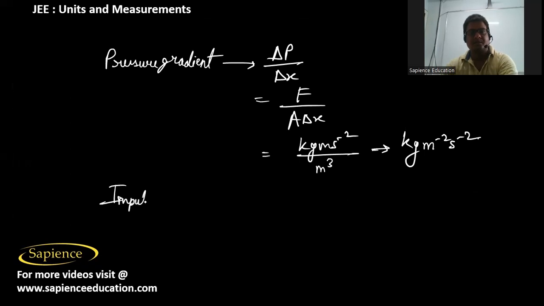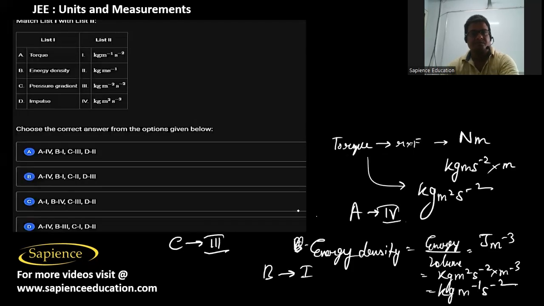Then impulse. Impulse is change in momentum. Change in momentum is called as impulse. It is force into time. So it is kg meter per second. So it means D will match with 2. So it means that option A is the correct answer.